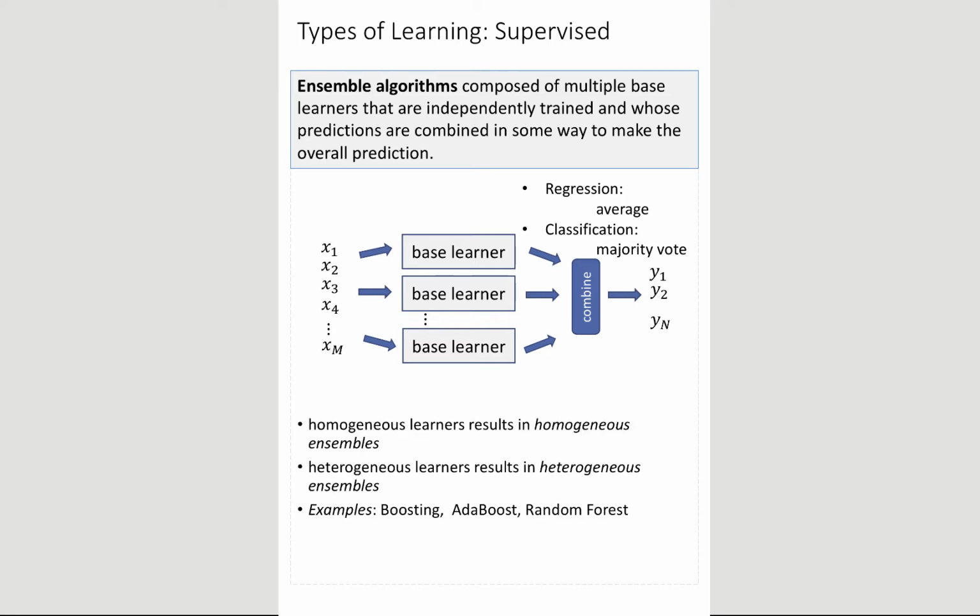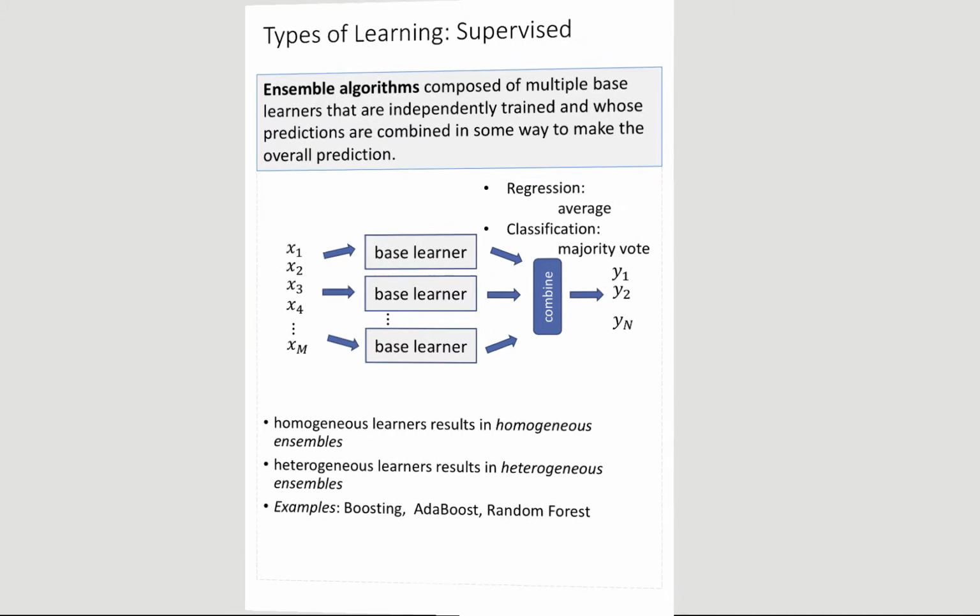Ensemble algorithms are divided into two groups: homogeneous ensembles and heterogeneous ensembles. The former consists of homogeneous learners, and the latter of heterogeneous learners. Some popular ensemble algorithms include boosting, random forest, and AdaBoost, which stands for adaptive boosting.